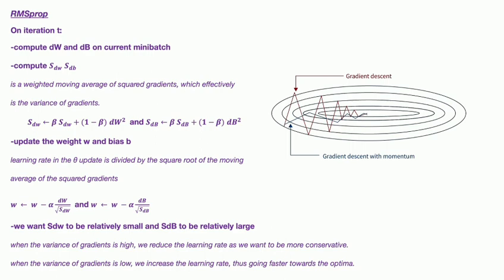Additionally, in RMSprop, the learning rate in the weight update is divided by the square root of the moving average of squared gradients. This adjustment of the learning rate ensures that when the variance of gradients is high, the learning rate is reduced to take more conservative steps. Conversely, when the variance of gradients is low, the learning rate is increased, allowing for faster convergence towards the optimum. This adaptive adjustment helps RMSprop navigate the optimization landscape and converge efficiently.